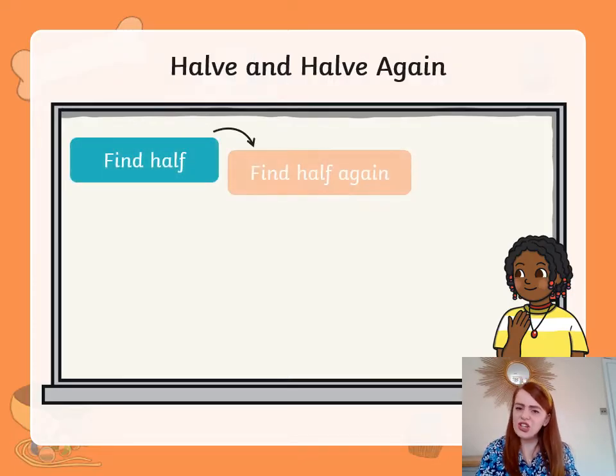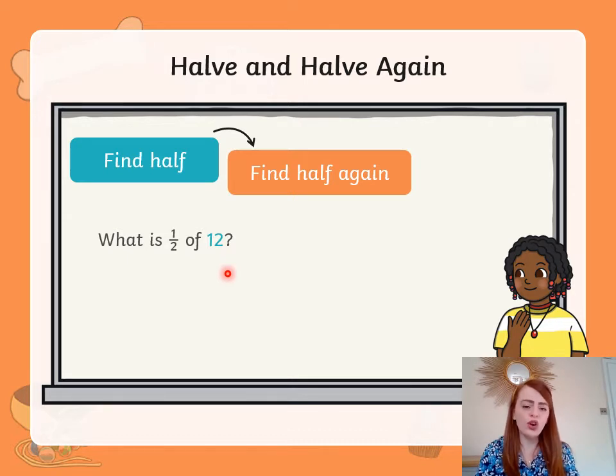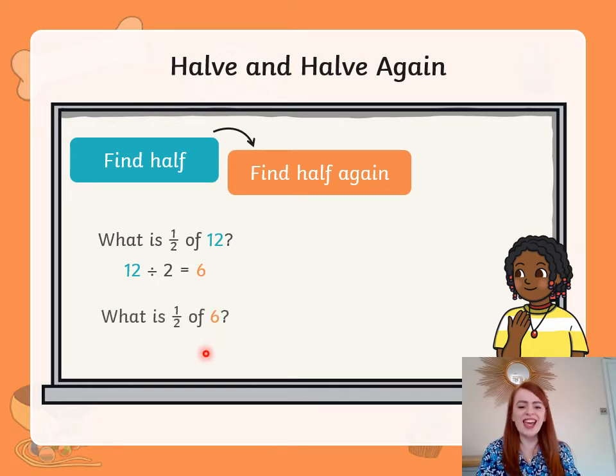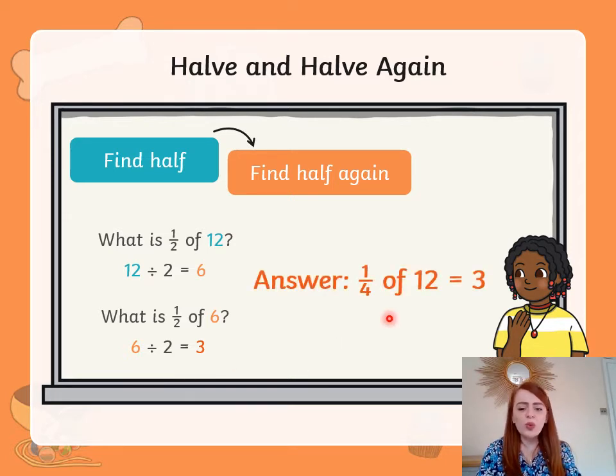Now, another strategy that you can use is the half and half again strategy. For example, if we wanted to find out what a quarter of 12 was, we could start off by thinking, well, what is half of 12? And we should know that half of 12 is 6, okay? Because we know that if we divided 12 by 2, it's 6. And then we can have 6 and half of 6, so 6 divided by 2 is 3. Which means that we know that a quarter of 12 equals 3. So we can use the half and half again strategy to also help us find quarters of amounts.